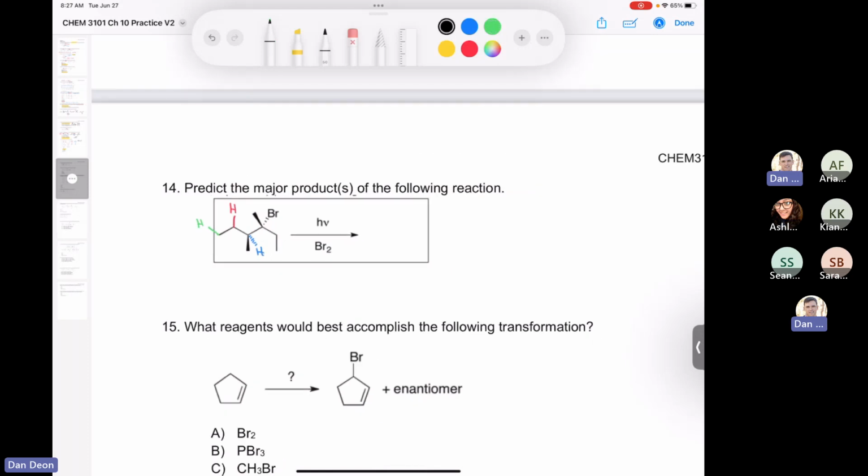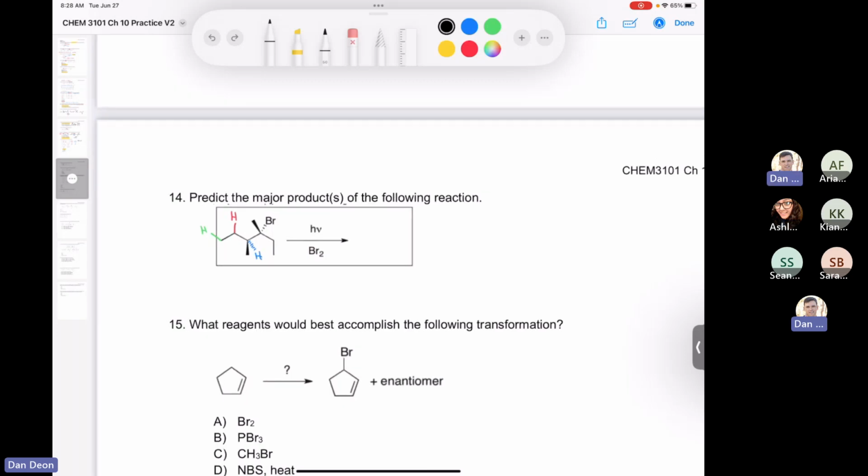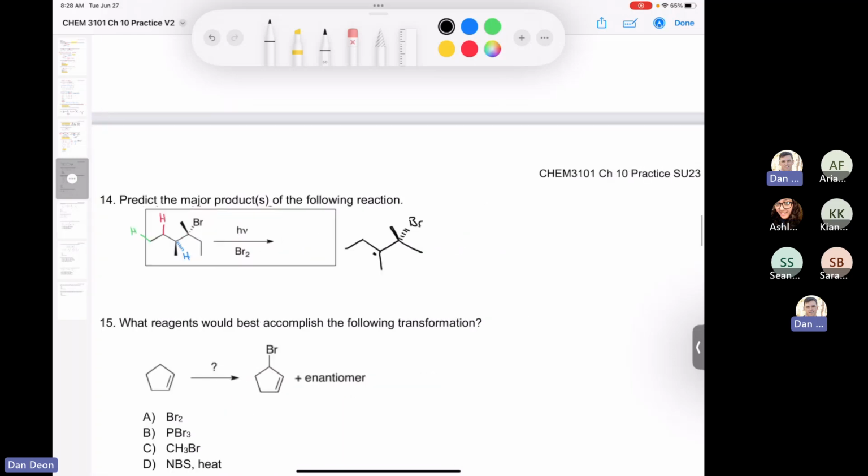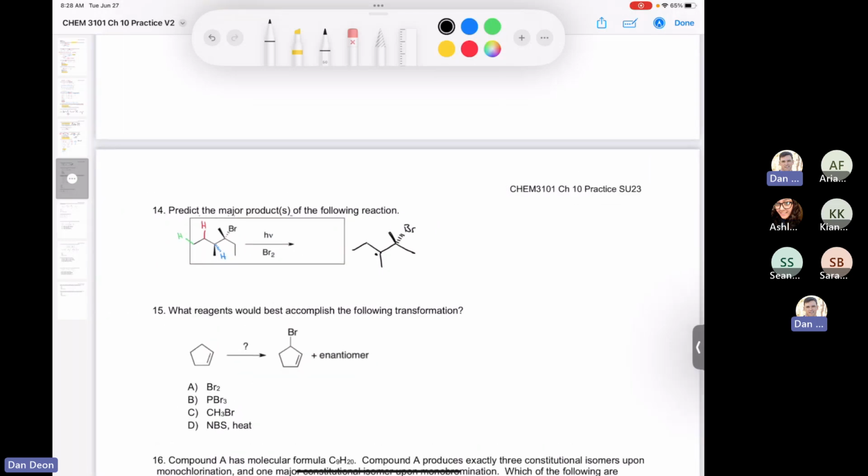But I think we should draw the radical because we do have a chiral center here, and we're going to destroy that chirality when we make the radical. So let's just draw it out here. And so we're going to destroy that chiral center, but we haven't touched this chiral center whatsoever. And so now, once the halogen abstraction occurs, so I'll just put here bromine abstraction, halogen abstraction.